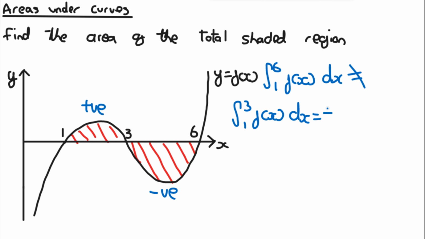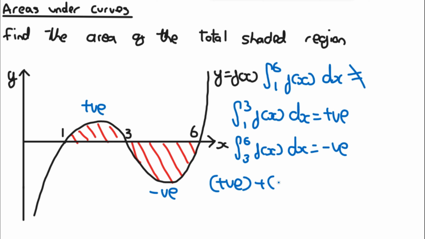and this is going to give out a positive number for this area. And then for this area, we need to do the integral between 3 and 6 of f of x dx, and this will give out a negative number. But then what we can do when we're figuring out the total shaded region is add these two numbers together and make this one positive. So we can do a positive number plus a positive number, and this will give the total area.